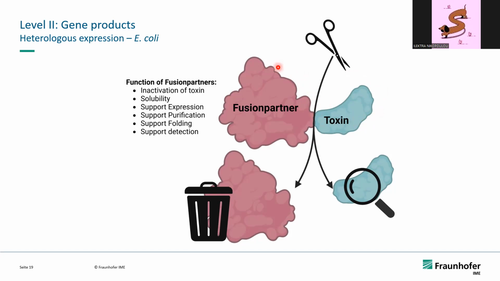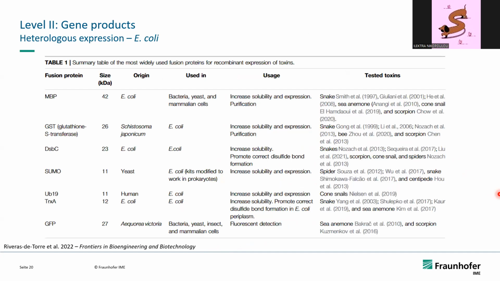But the fusion system also has different applications on top of it. Several fusion partners support the expression of the protein, help in purification, support the folding, and also help in detection. Once this fusion protein is synthesized by the bacterium, you usually yield it and enzymatically cleave off the active toxin from the fusion partner. This one is then going to the trash bin, and the toxin of interest is then forwarded to our functional assays. A wide variety of fusion partners exist specifically for E. coli.